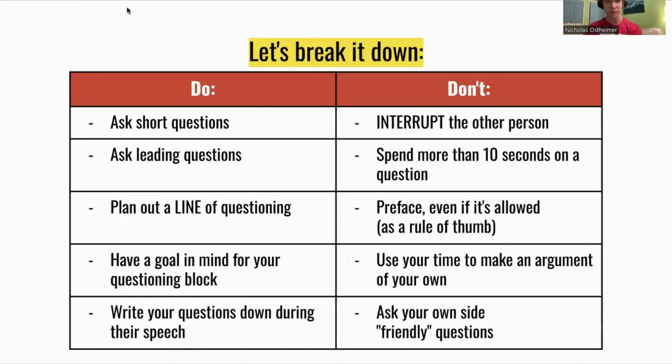Dhruv asks, what's prefacing? Prefacing is when you bring up new statistics or arguments or evidence in a questioning block and use it as the basis of a question. You can ask questions without prefacing just by working off of what they said in their speech.